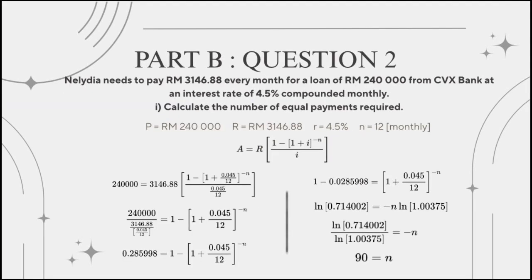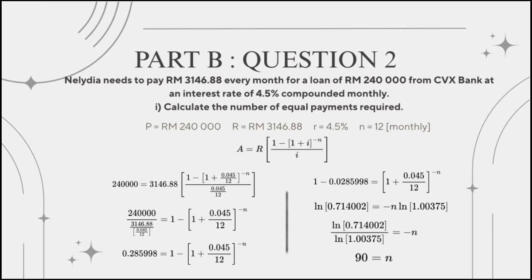In the next question, Neledia takes out a loan of 240,000 ringgit, and the monthly payment to be paid is 3,146 ringgit and 88 cents. The interest rate is 4.5% per year, compounded monthly. We use the annuity formula, which is A equals R times bracket 1 minus 1 plus I power negative N close bracket divided by I.